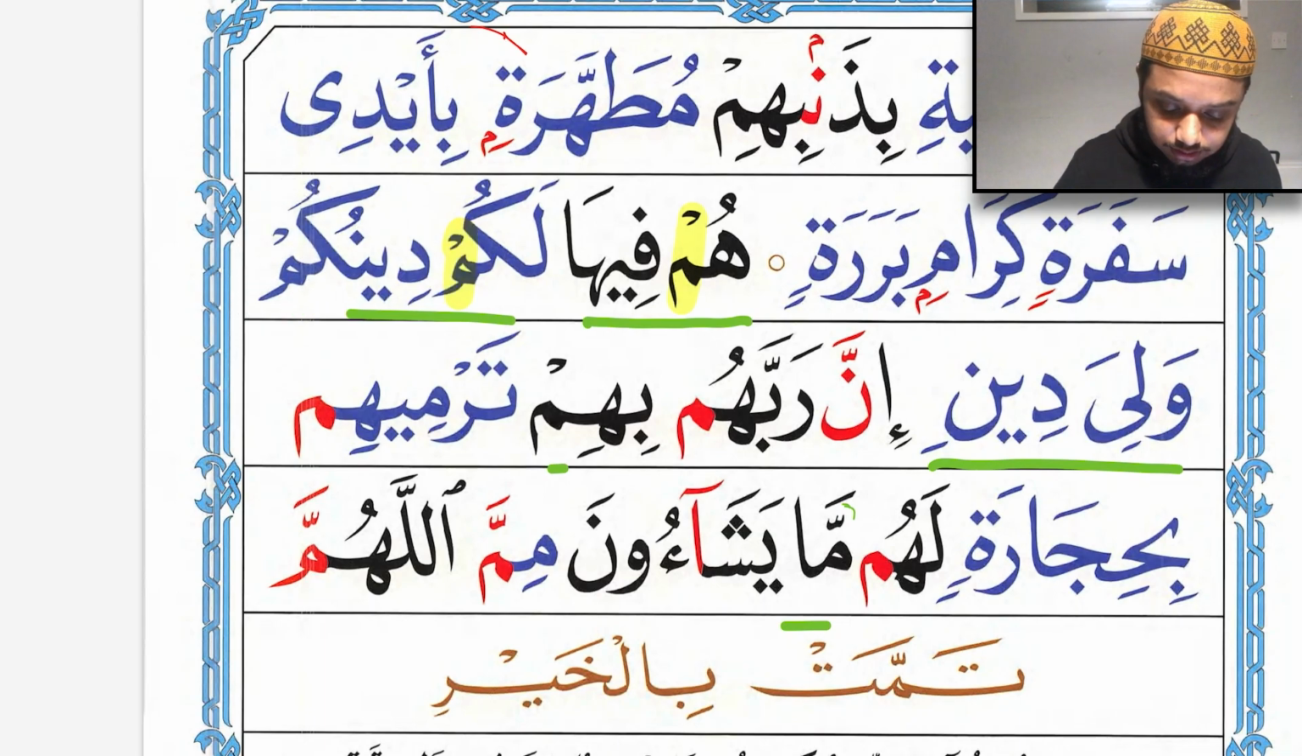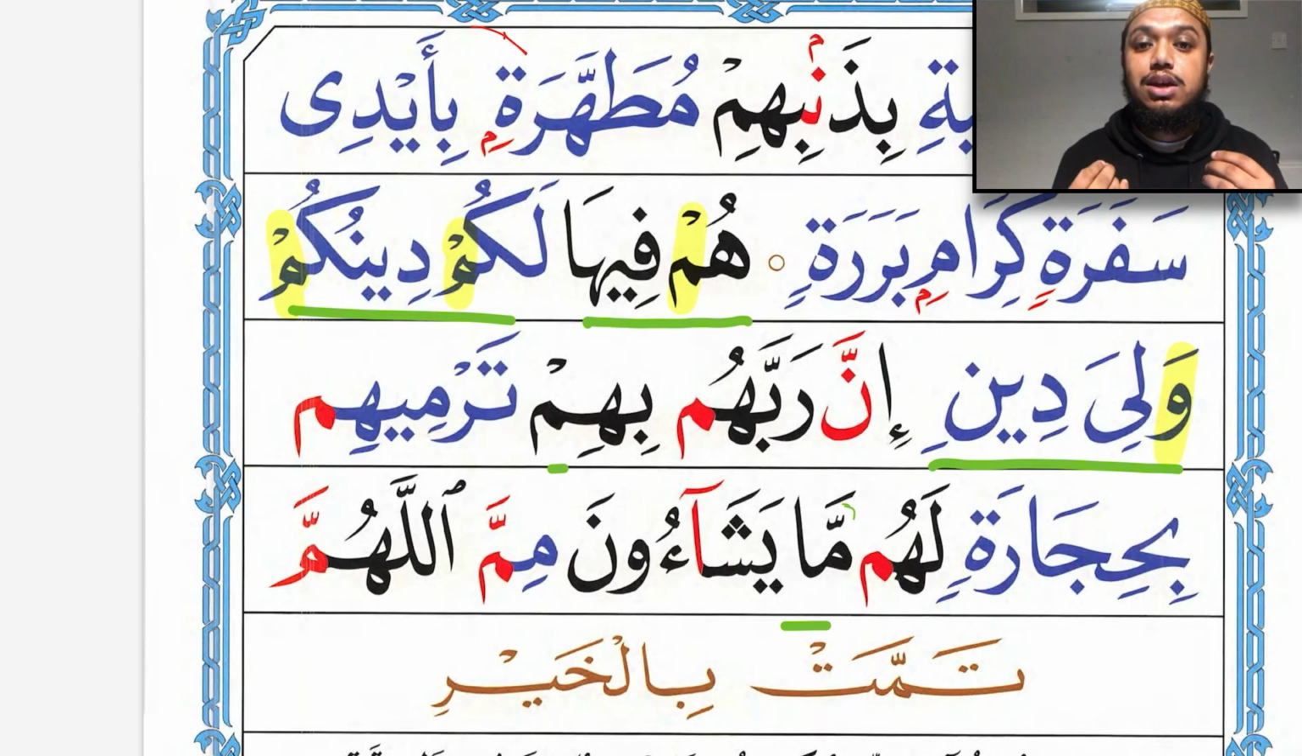Dinukum. Once again, we have a Mim Sukun here. So we look at the next letter. It's not a Ba and it's not a Mim. It's a Waw. So we do Idhar and we make it clear. Lakum dinukum waliyadin.